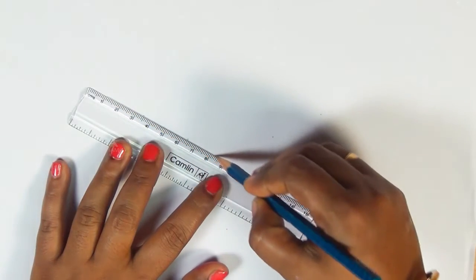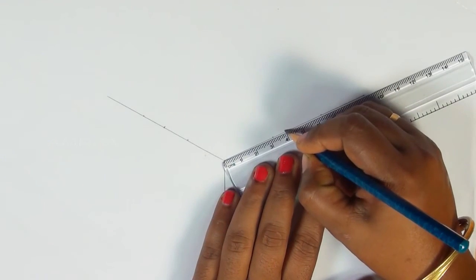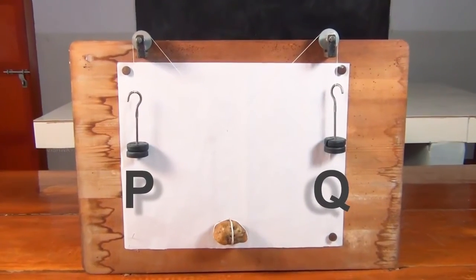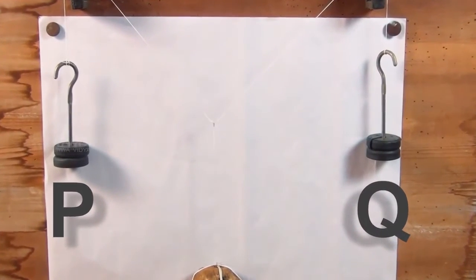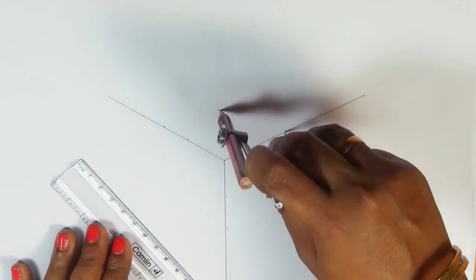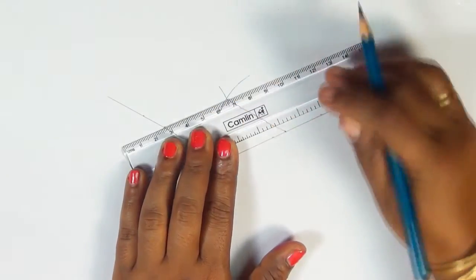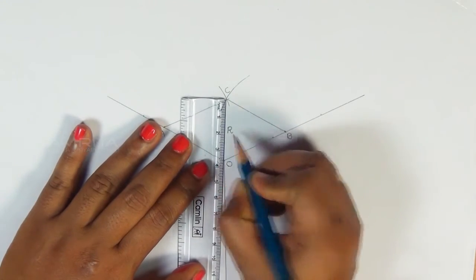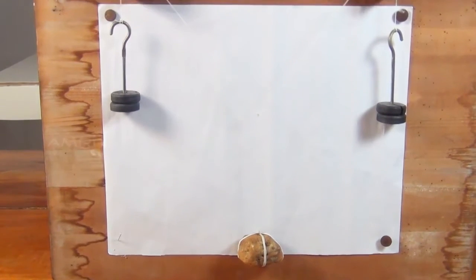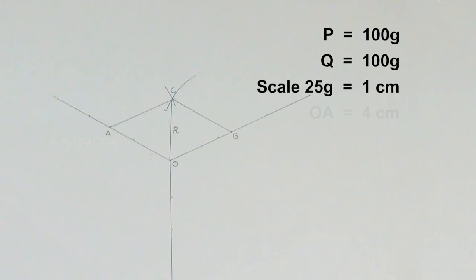Assuming a scale of 50 grams is equal to 2 centimeters, mark OA equal to 4 centimeters and OB equal to 4 centimeters to represent P equal to 100 grams and Q equal to 100 grams. Complete the parallelogram OACB and join OC. This represents the resultant vector R, which corresponds to the weight of the unknown body. OC multiplied by the scale will give you the value of the unknown weight S.